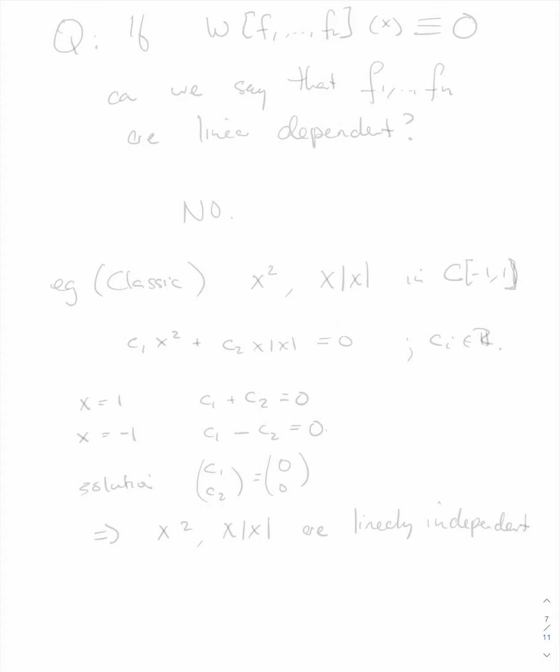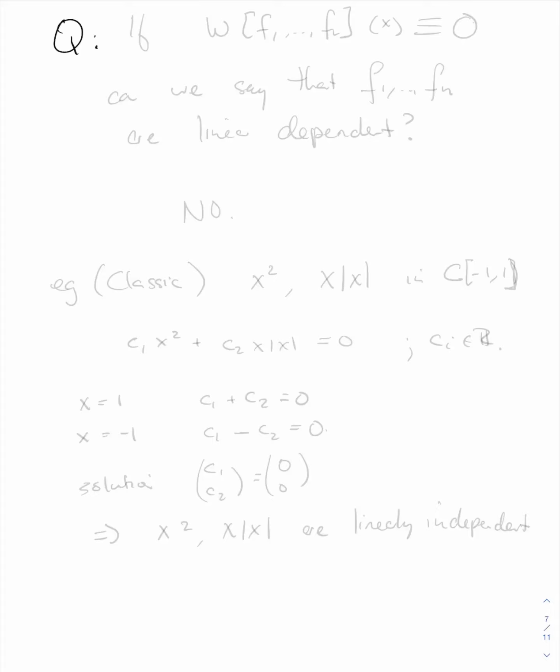Question. In everything that we've been doing before, the determinant is supposed to tell you if and only if a few vectors are linearly independent. So if the determinant of the matrix made up of the vectors is 0, then those vectors are linearly dependent. If the determinant is not 0, then those vectors are linearly independent. This was in Euclidean vector space.